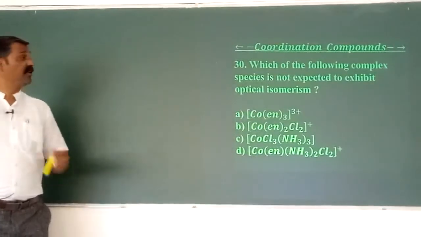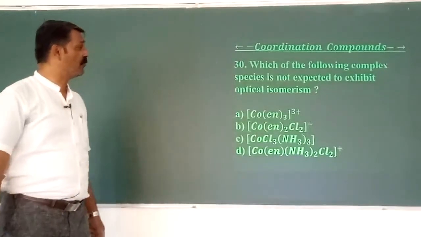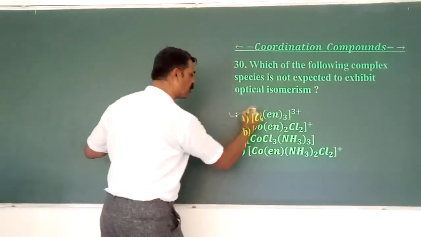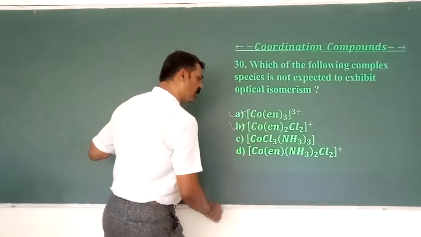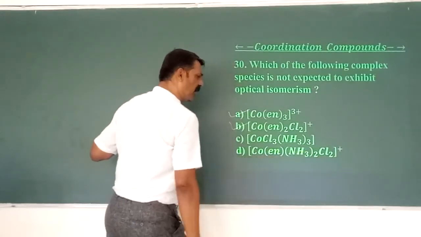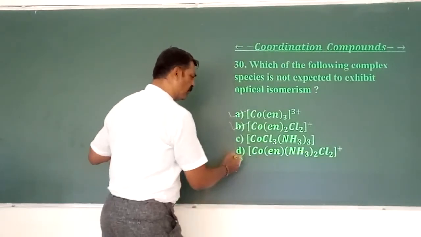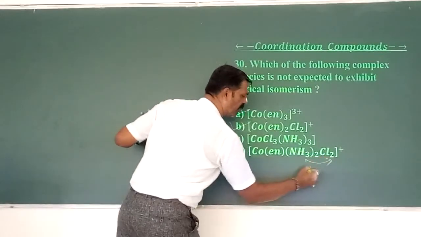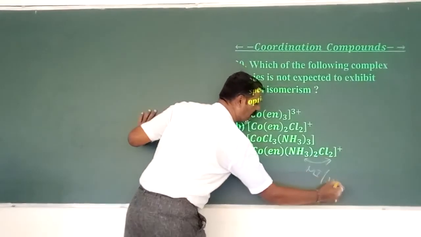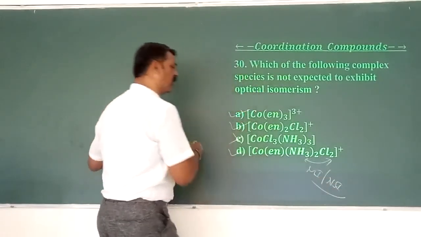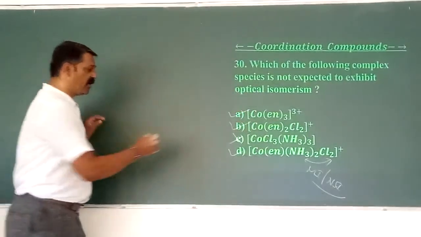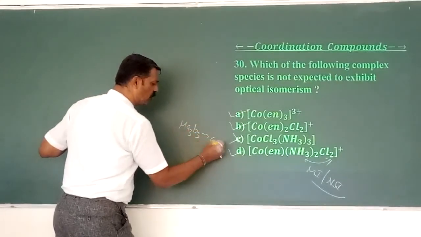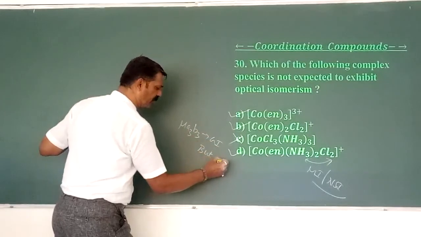Let's move on to the 30th. Which of the following species is not expected to exhibit optical isomerism? Not expected. MA3 is possible, twice is possible. en, NH3 twice, this is also possible, because these can have mirror images that are non-superimposable. Therefore, this is also possible, but not in the case of this. Hence, MA3B3 can have only geometrical isomerism, but not optical.